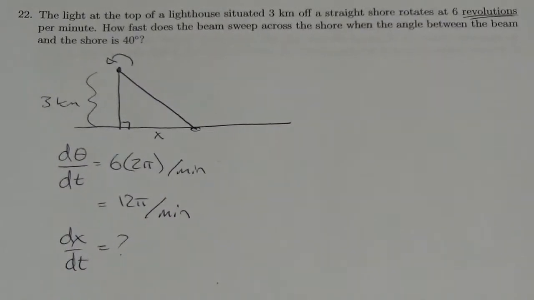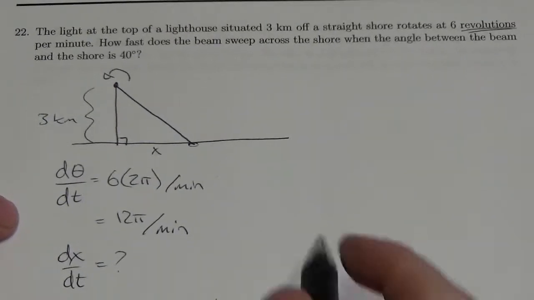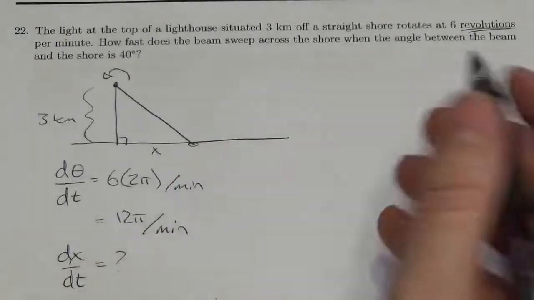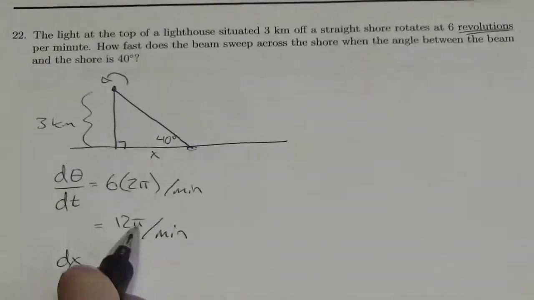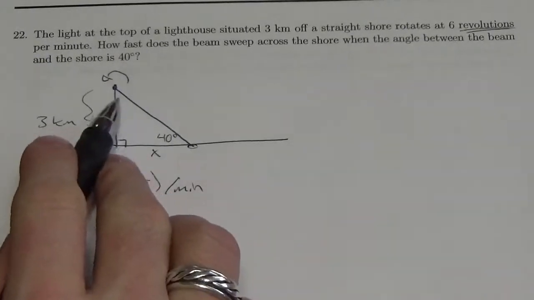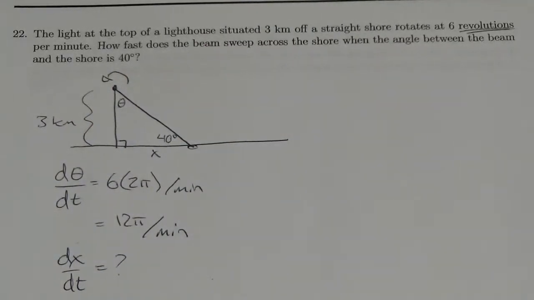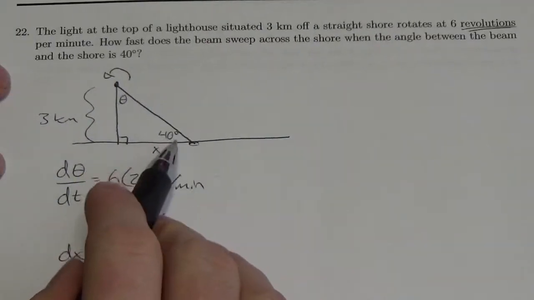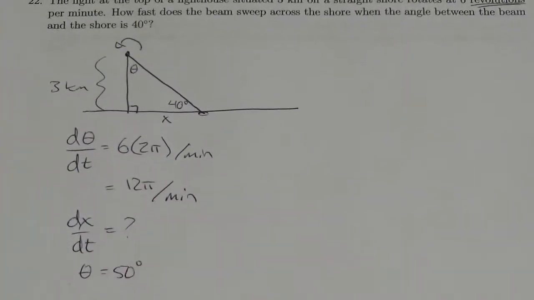Now we're going to throw an angle on here, except we have to make sure that we do this carefully, because the angle that we're given here is the angle between the beam and the shore. Well, that's this angle right here. But d theta by dt is the angle that it's rotating at. That's actually going to be that angle right there. So now it's not hard to figure out what that is. If this is 40, then at that specific moment that we're interested in, this is going to be 50 degrees.